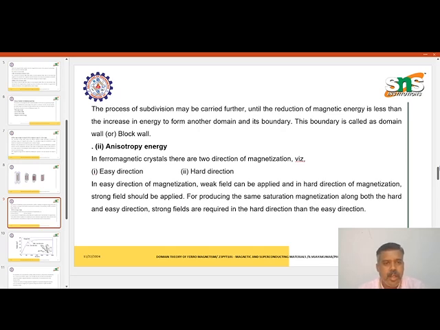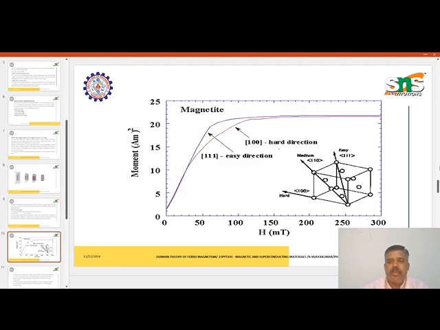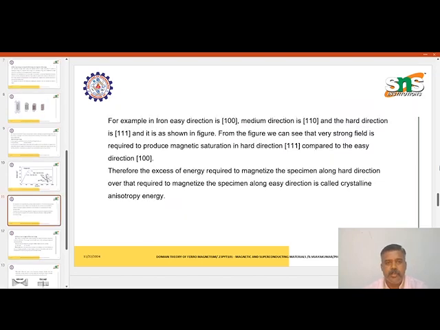The second is anisotropic energy. It involves the conversion from the easy direction to the hard direction. In the easy direction of magnetization, a weak field can be applied, and in the hard direction of magnetization, a strong field must be applied, producing the same saturation magnetization along both the hard and easy directions. Stronger fields are required in the hard direction than in the easy direction. This graphical representation shows the easy direction and hard direction of the magnetic material's dipole moment, based on the energy conversion.